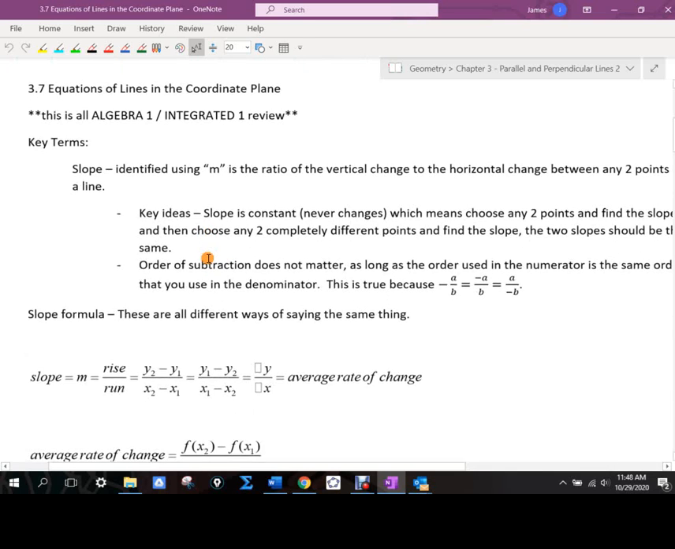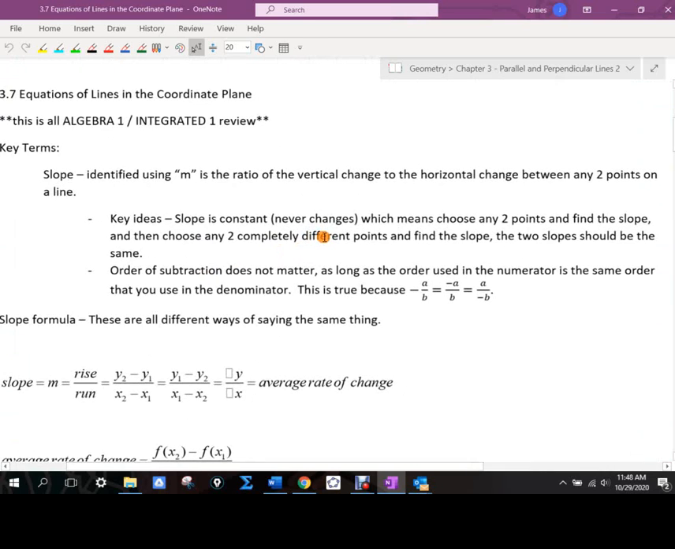First key term here is slope. Okay, obviously we use lowercase m as a symbol for slope, but it's the ratio of the vertical change to the horizontal change. Okay, so ratio is comparison of 2 numbers through division. So it's the vertical change divided by the horizontal change. And you guys know that to be called what? Slope, but you called it rise over run last year, right? Okay, so the rise is vertical change.